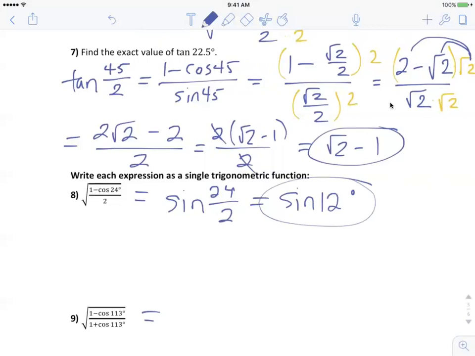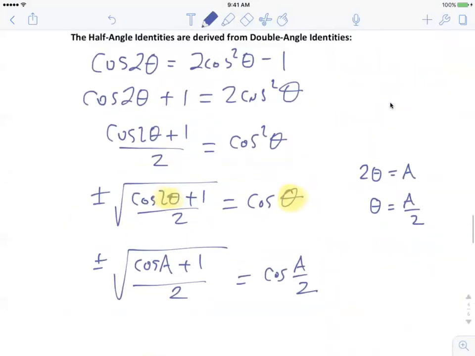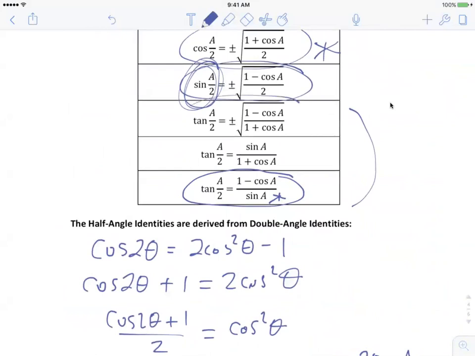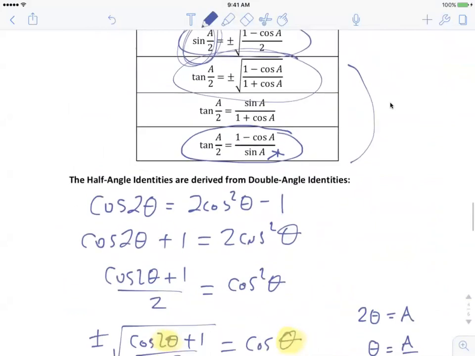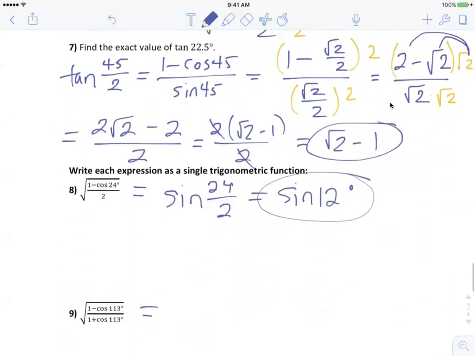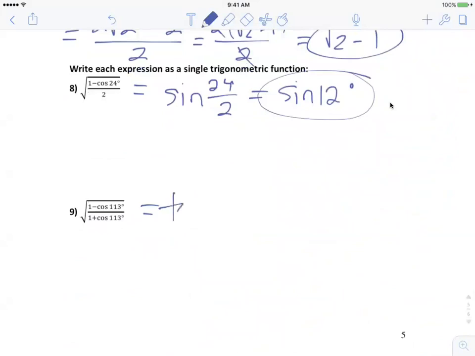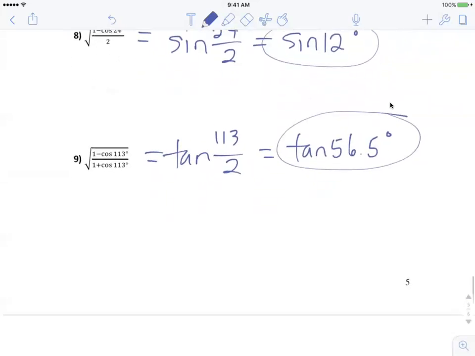This one, let's look, 1 minus cosine, 1 plus cosine. There it is, it's the tangent A divided by 2. Okay, so I'm going to write this as tangent 113 divided by 2. And then 113 divided by 2, can I do that in my head? It's 56.5. And that's definitely not on the unit circle, so we're going to stop there. Okay.